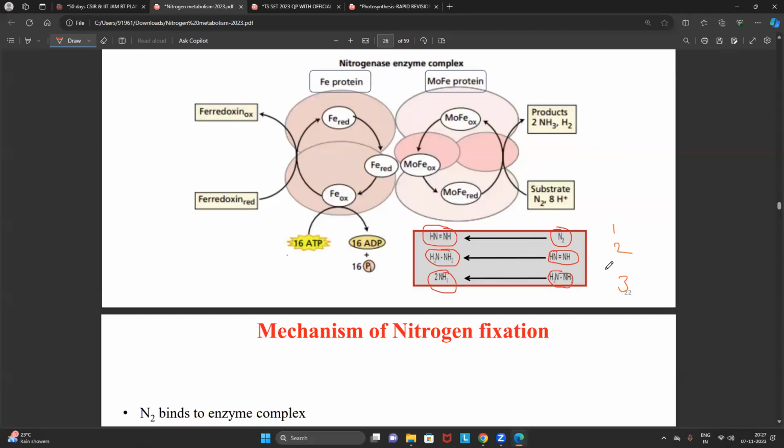I'm giving you one example to all of you. Every single step requires 1 pair of electrons. Every single step. Remembering electrons is very important for the calculation part. Okay. How many pairs of electrons will be required? 3 pairs. Every step, 1 pair.